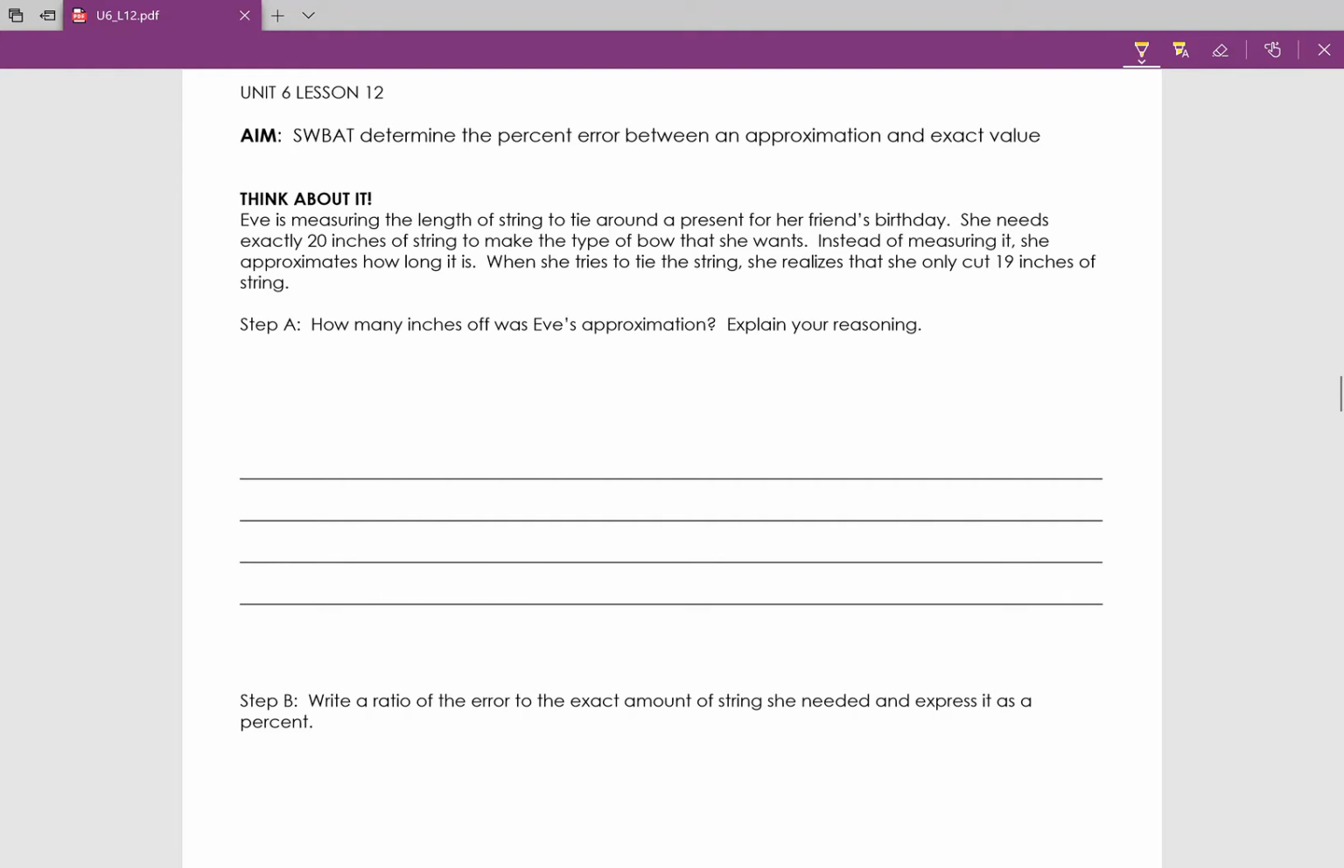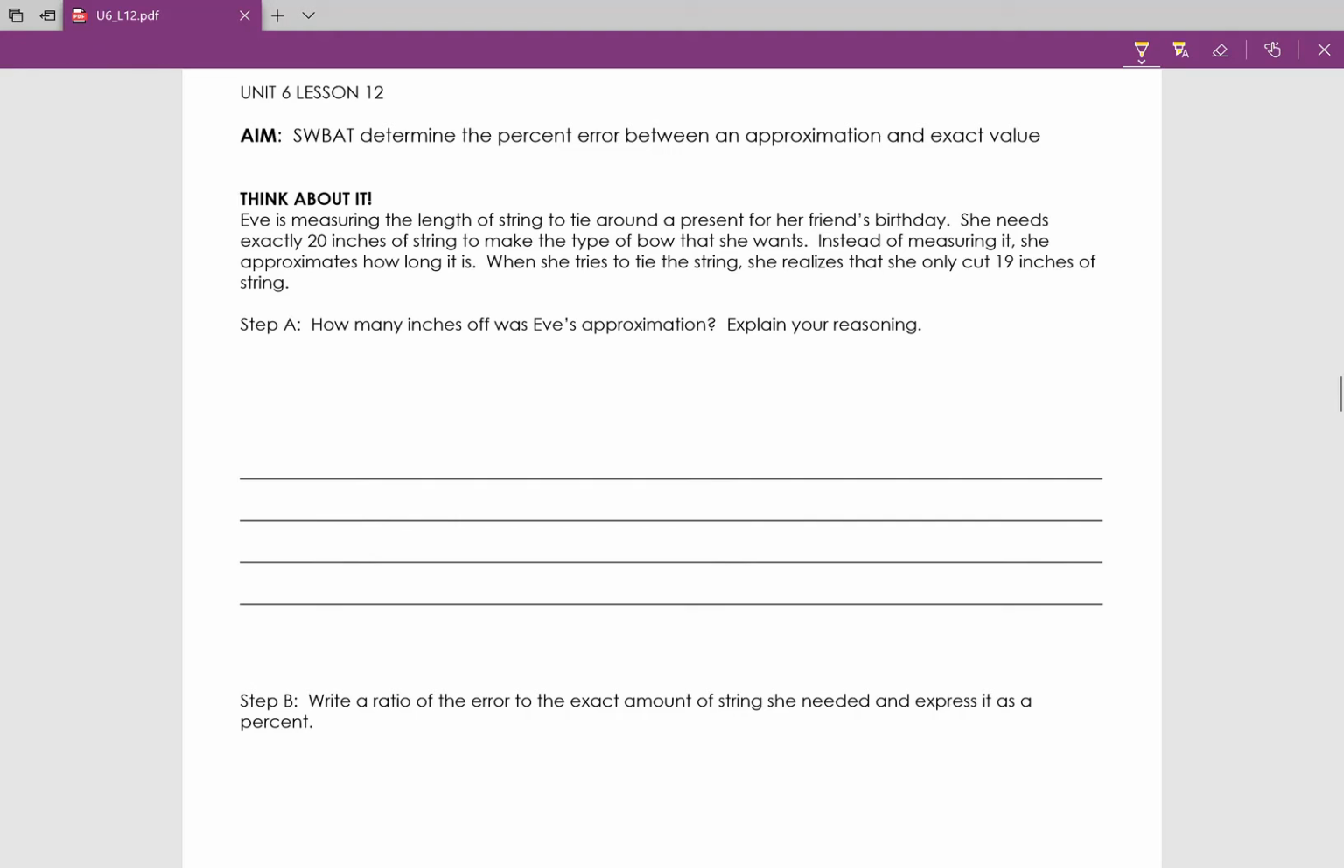So the think about it states, Eve is measuring the length of string to tie around a present for her friend's birthday. She needs exactly 20 inches of string to make the type of bow that she wants. Instead of measuring it, she approximates how long it is. When she tries to tie the string, she realizes that she only cut 19 inches of string. And step A asks us, how many inches off was Eve's approximation?